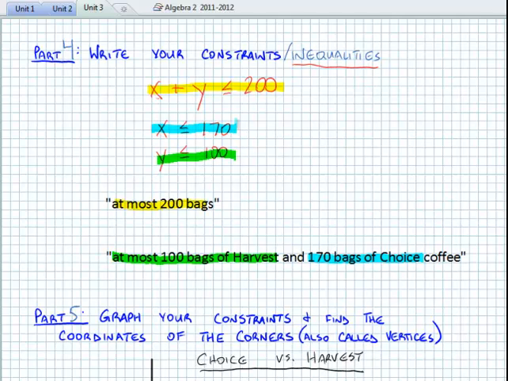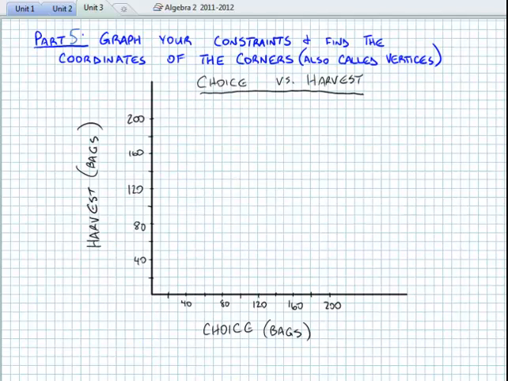The next step is going to be for us to graph our constraints, and then we're going to find the coordinates of the corners of the region that we're going to create within these constraints. So the graphing comes next. To graph these inequalities, I have chosen a scale of, I'm counting by tens, because I know I need to get up to at least 200. 200 is the total number of bags I can have altogether.